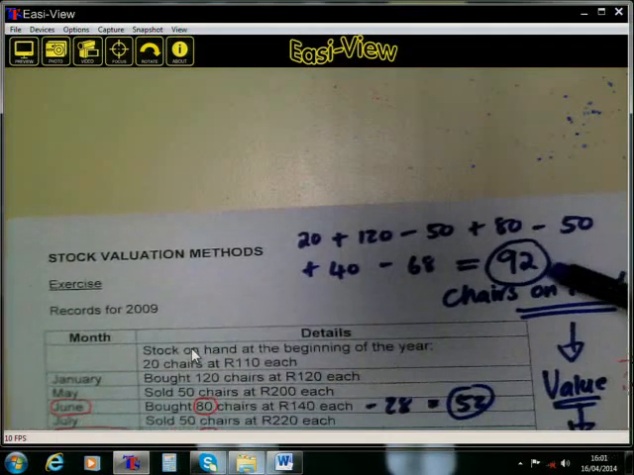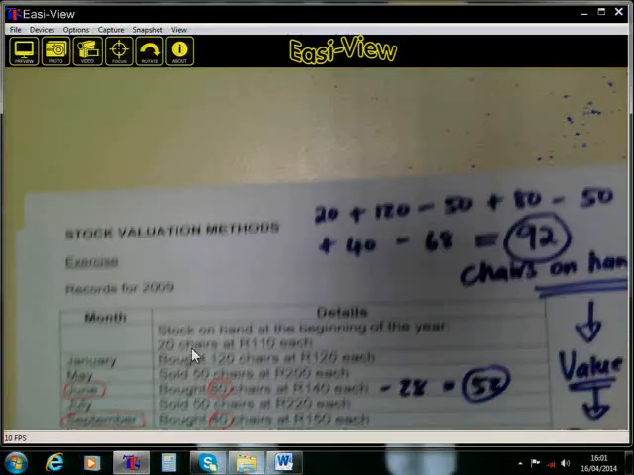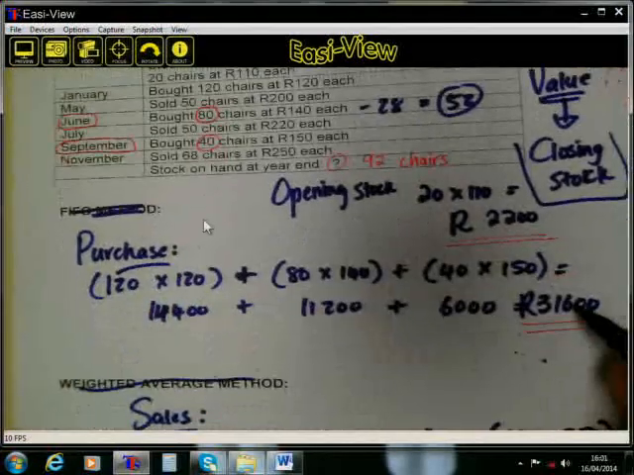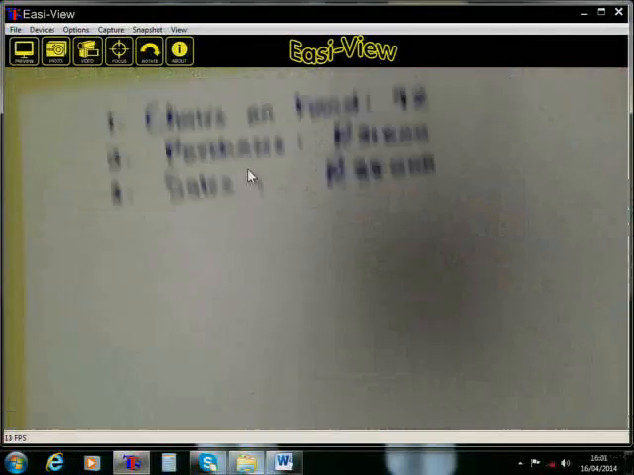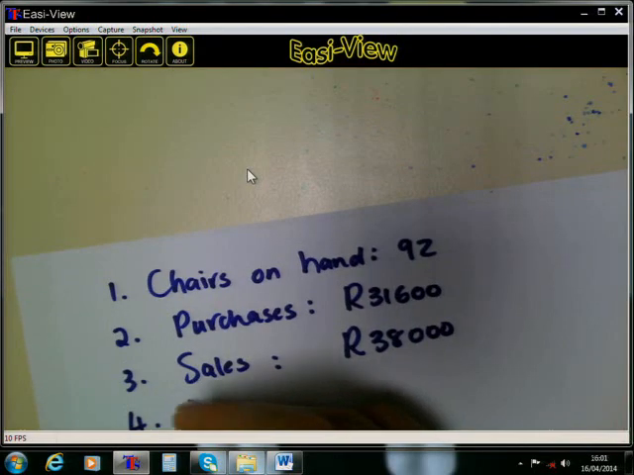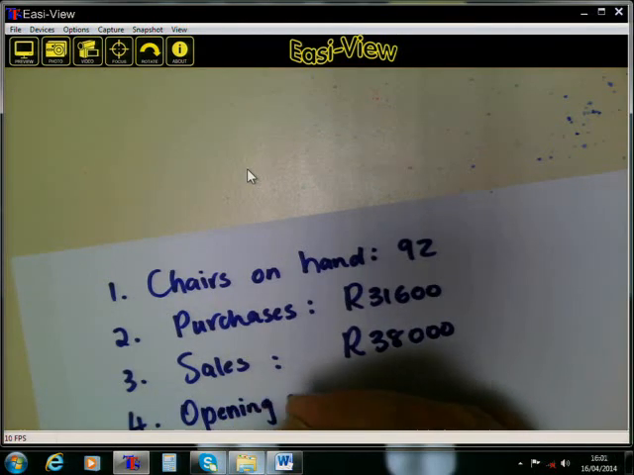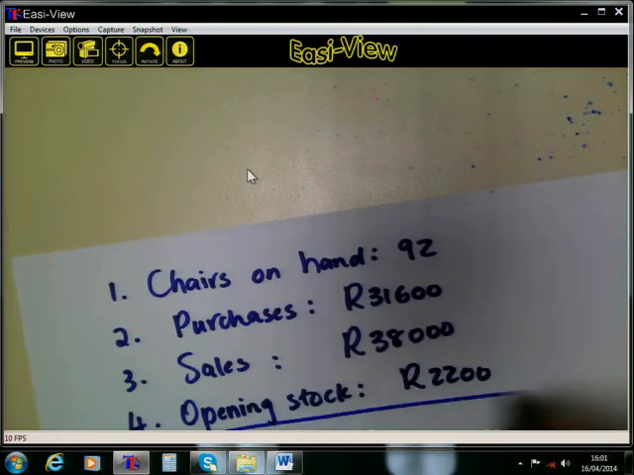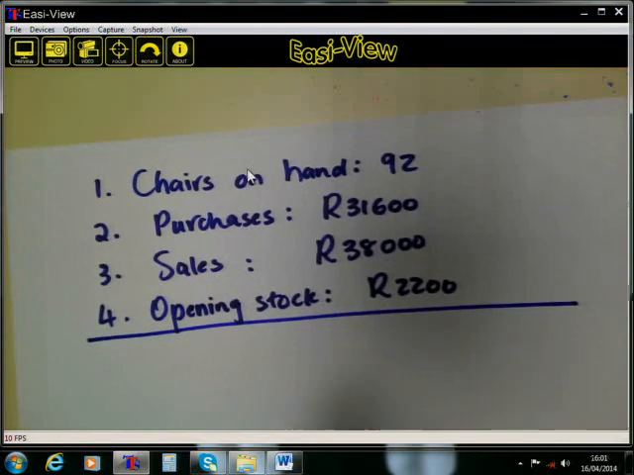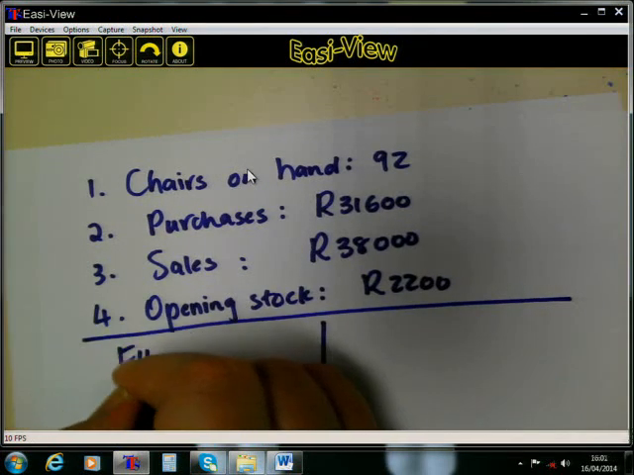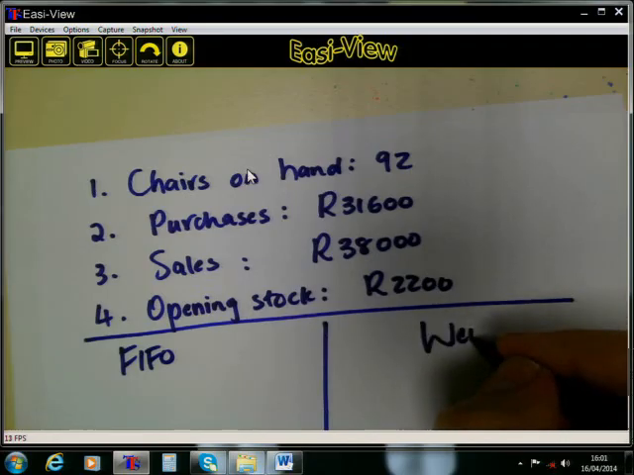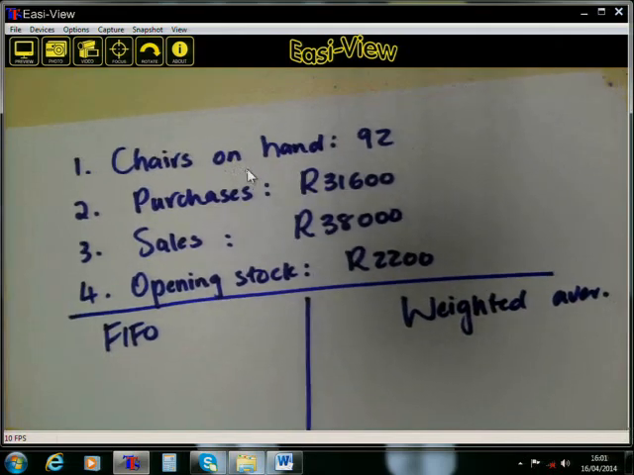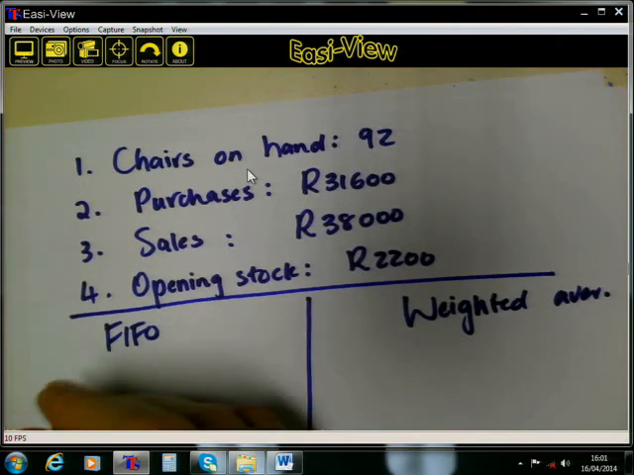We calculate the chairs on hand, but we don't know the value. Then we calculate the opening stock. We calculate the purchases, and we calculate the sales. We also calculate the opening stock, and that was 2,200 rand. Up till there, it's going to stay the same. And now we are going to do the FIFO method and the weighted average. In these two methods, everything from here on is going to change.